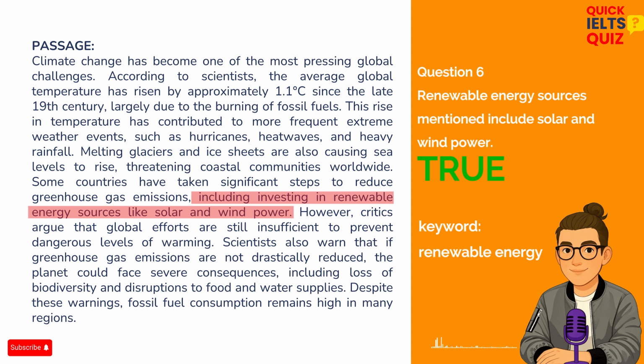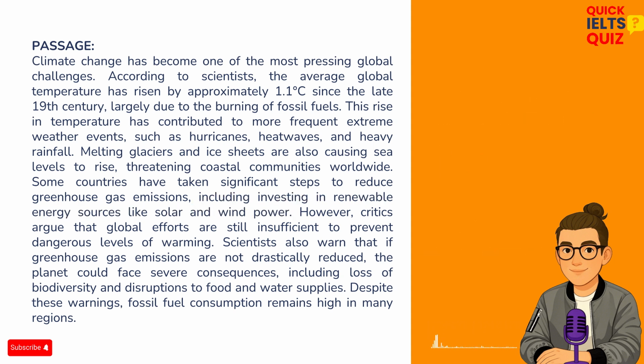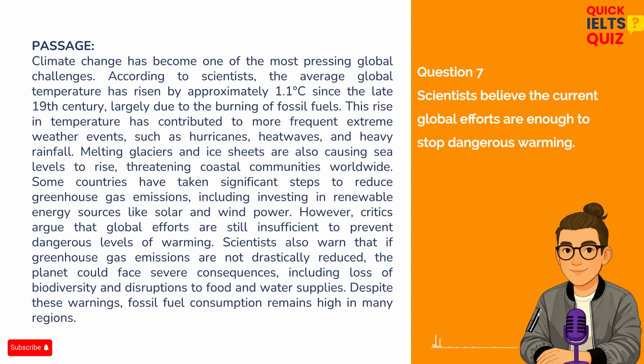Now, let's look at question 7. This one is about whether scientists think our current efforts are enough. Pay close attention to the opinion words here. Question 7. Scientists believe the current global efforts are enough to stop dangerous warming. You have 5 seconds to think.